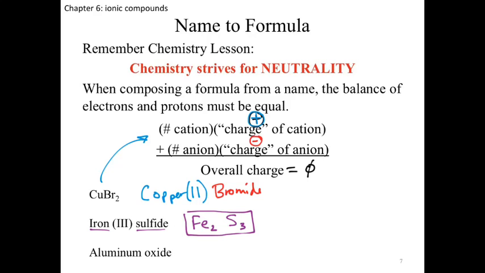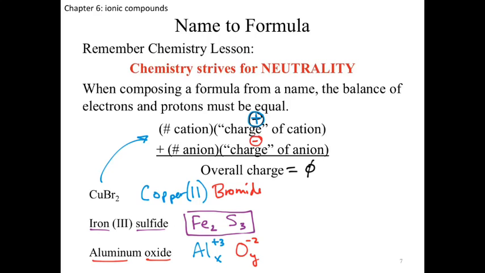Iron 3 sulfide, sorry. So let's do one more new example, aluminum oxide. We've got aluminum, and we have oxygen. Oxygen, from our periodic table, is a -2. Aluminum is a +3. Okay? I don't know our formula, or I don't know how many aluminums I need, and I don't know how many oxygens I need, so I will go through and solve our little formula.